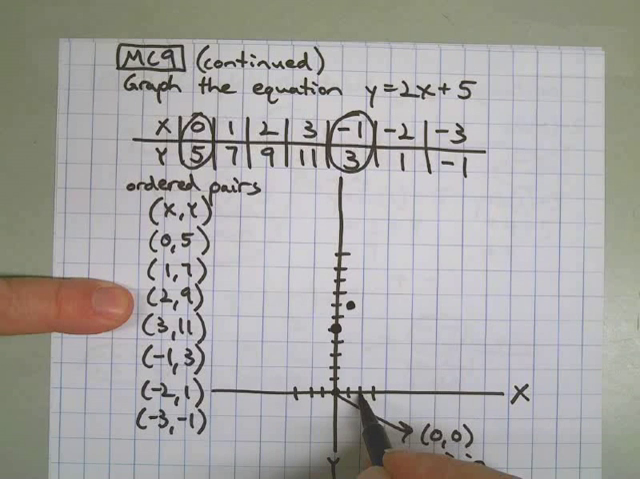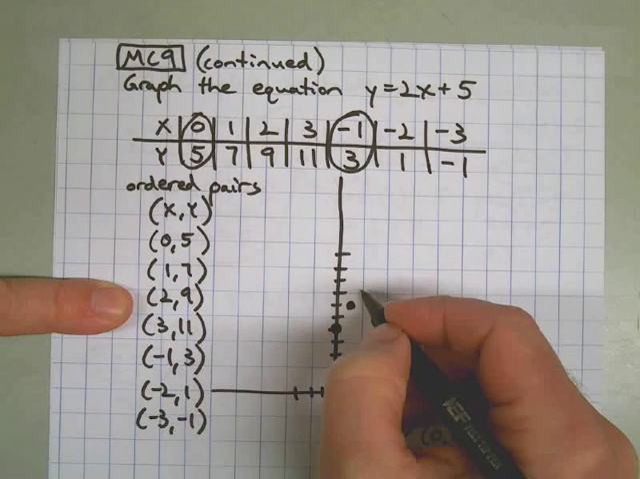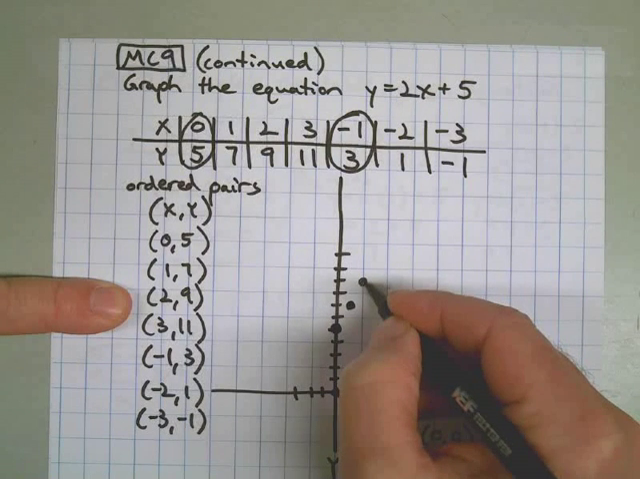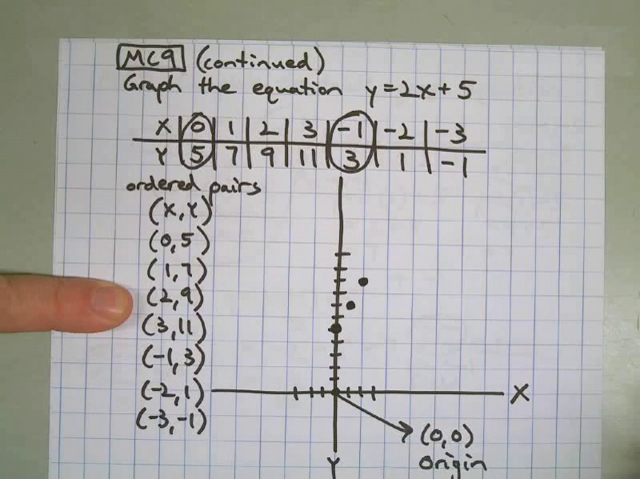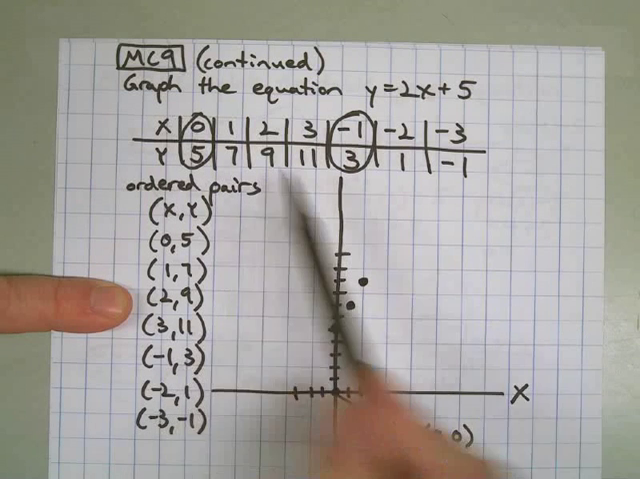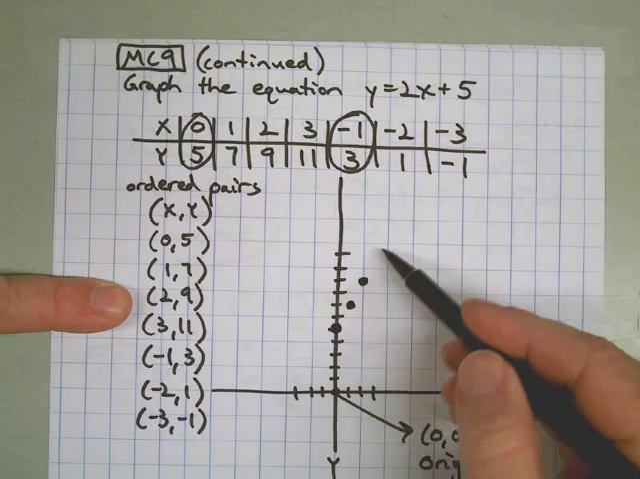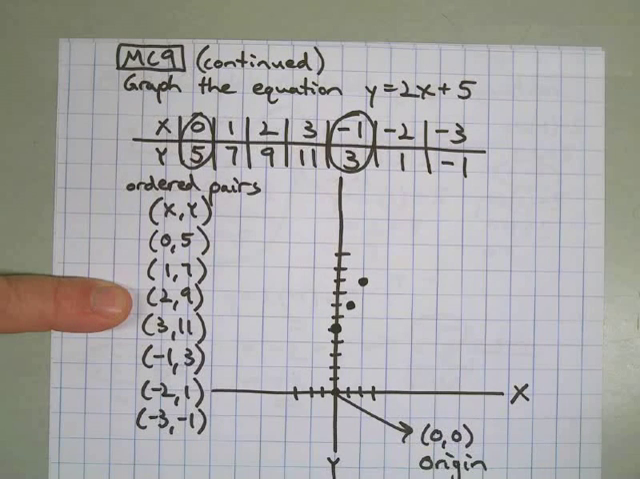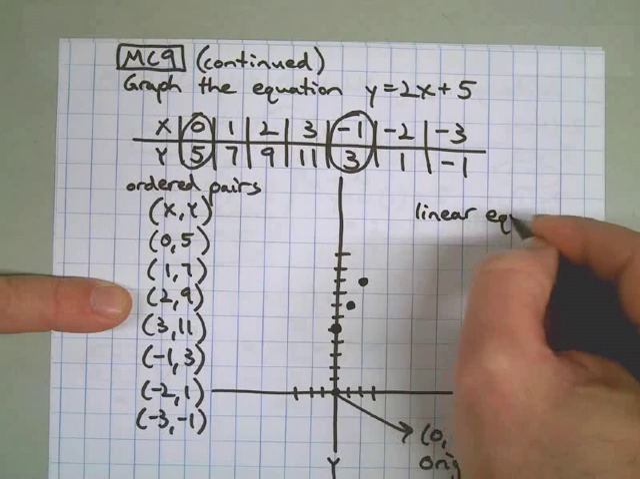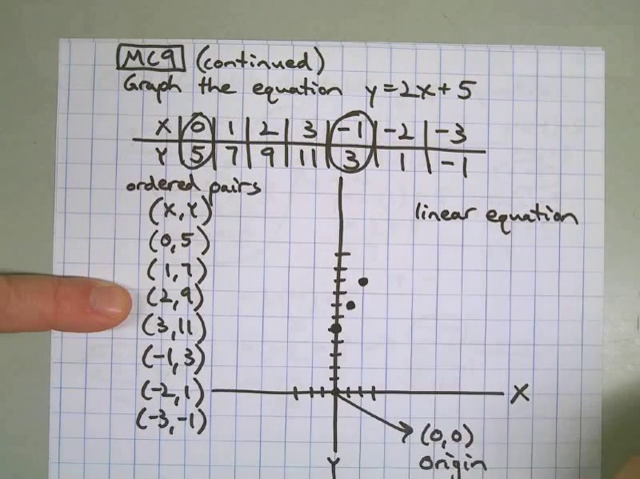Over 2 and up 9. 1, 2, 3, 4, 5, 6, 7, 8, 9. I was going to do that, but I wasn't sure, so I counted. And now I see a pattern happening. Just like we saw a pattern on the table, that same pattern will show itself in the form of, ooh, if I connected these dots, it would make a straight line. Alright, this is a linear equation. If you're ever asked, what shape does this linear equation make? Well, if it's a linear equation, it's going to make a line. Look for the word line. It'll make a straight line.